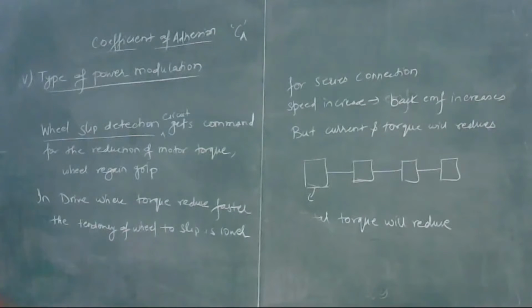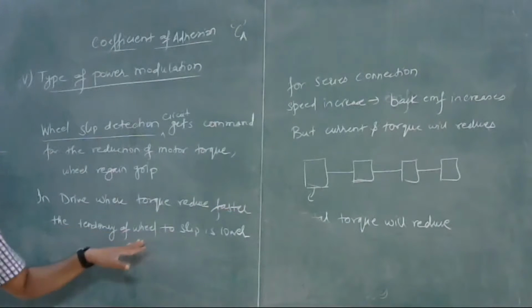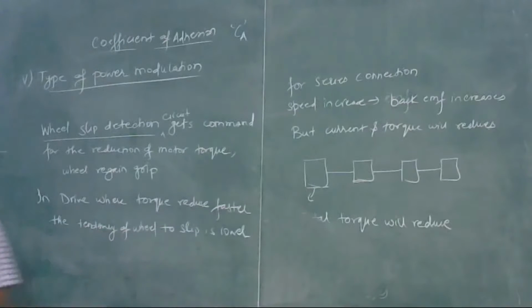So if torque reduction is fast, then slipping of the wheel will be low. Torque must reduce faster in order to avoid slipping of the wheel. Okay, so these are all the factors which affect the coefficient of adhesion. In the next class, we will study the calculation of the drive ratings and energy consumption. Okay. Thank you, class.